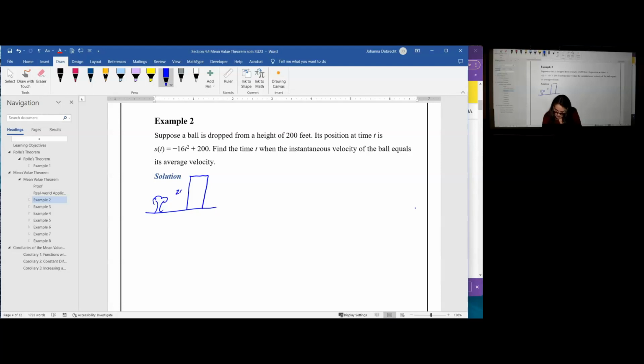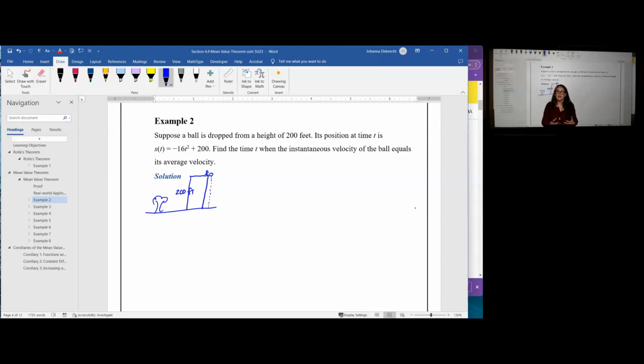I know my building is 200 feet tall, and somebody's standing up here at the top, and they dropped a ball, which is falling straight down. At some point, it hits the ground. How do I find the average velocity?